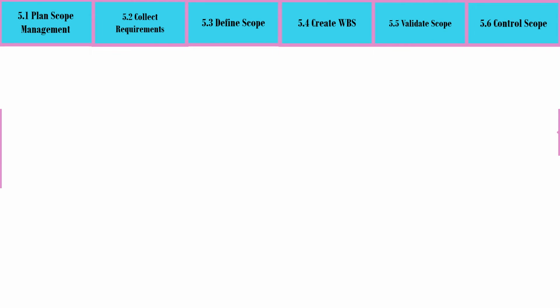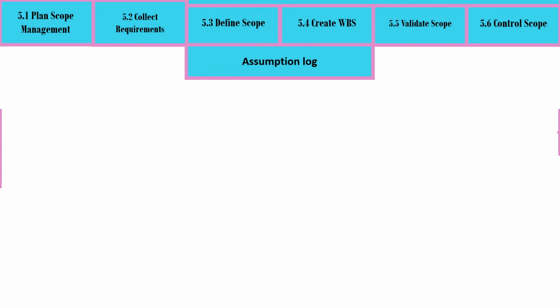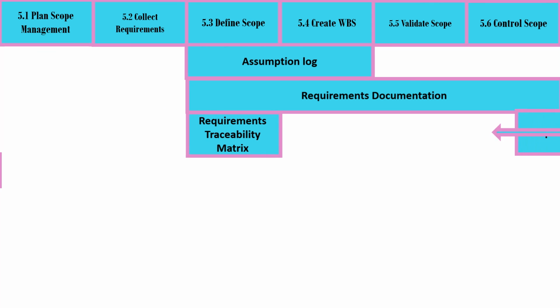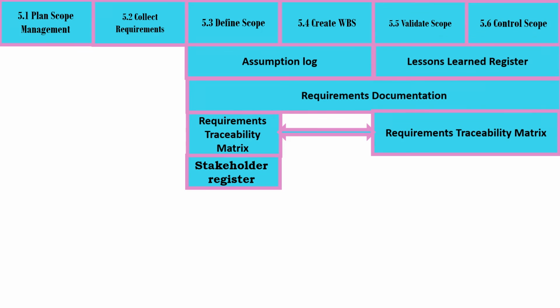We mentioned in the last slide that project documents updates are outputs to all processes except plan scope management and collect requirements. Let us discuss them one by one. Define scope has assumption log, which is shared with create WBS, requirements documentation, which is shared with all processes except plan scope management and collect requirements, requirements traceability matrix, which is shared with validate scope and control scope, and stakeholder register. Finally, validate scope has lessons learned register, which is shared with control scope.